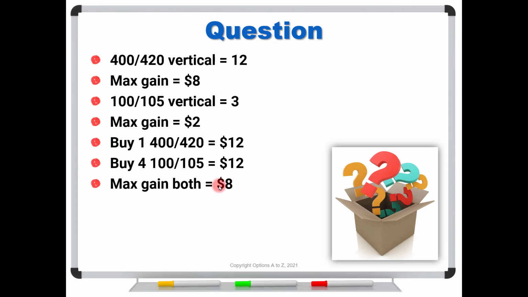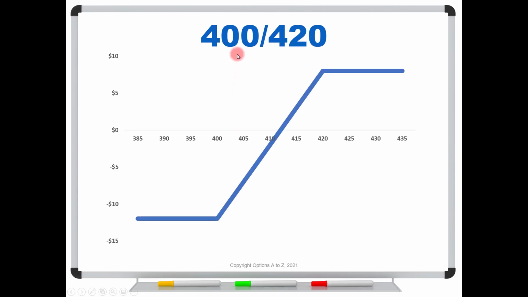Well, again, you have to be very careful here. In some ways, yes, we can always scale it out, in this case multiplying it by 4, to make the maximum gains equal. But there's really more to the story there. So let's take a look at these individually. First, the 400-420 vertical spread. Here's our 400 strike. Here's our 420 strike.